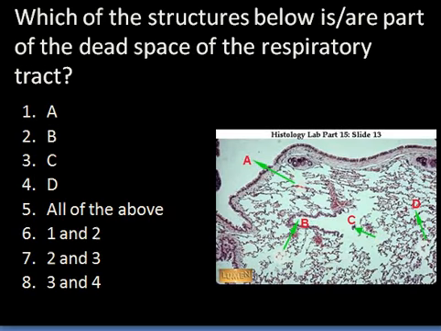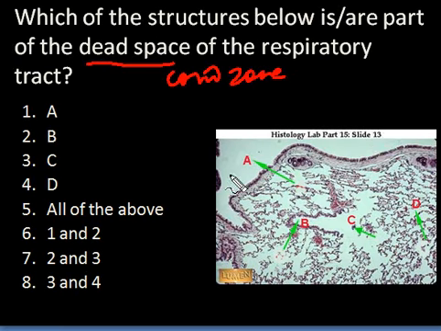So let's look at this first question, which asks you to identify which of the structures shown in this image are part of the dead space. Dead space, as you know, is where no gas exchange occurs, or is also part of the conducting zone, because all of the conducting zone has no gas exchange, so it's part of dead space. Now let's identify these structures and then we'll see which belong to dead space.